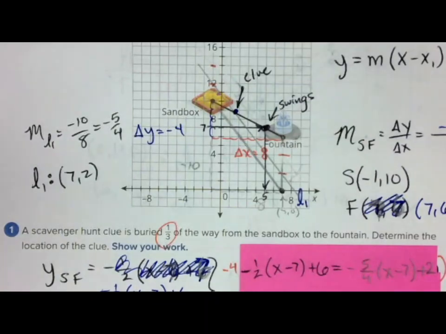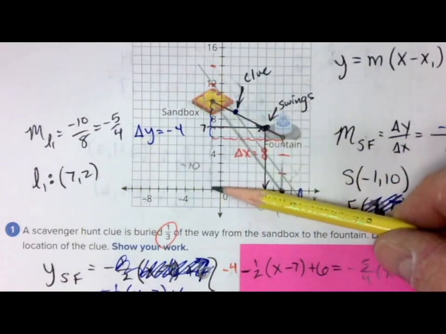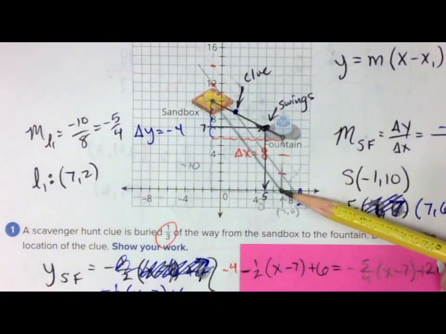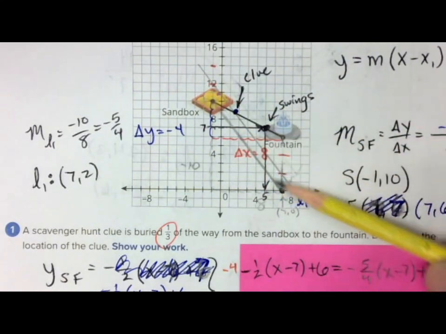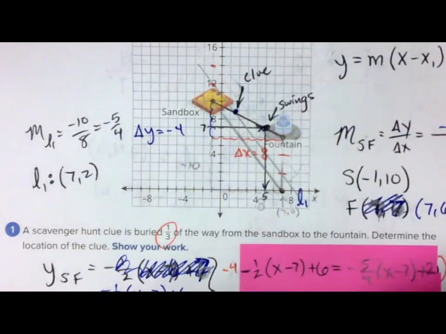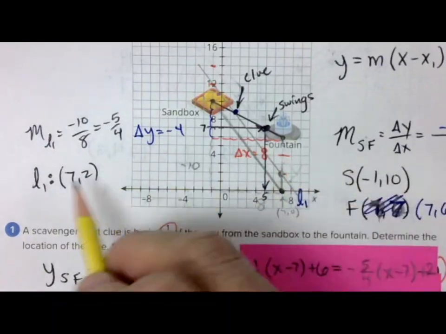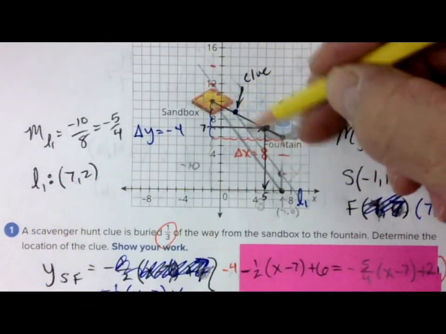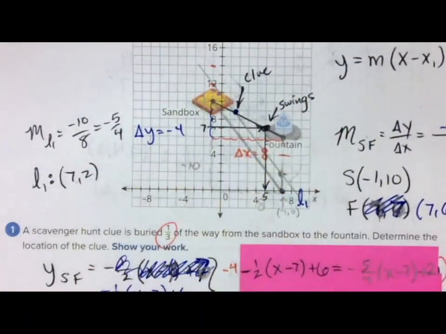So count the slope. The slope of line 1 is going down 10 spaces, so a change in y of 10, and going across 8 spaces. I have 8, yeah, 8, because -1 plus 7 makes 8. So it reduces to a fraction of -5/4. And if I pick this dot right here, this dot is located at 7, 2 on line 1. So there is a line, L1, that crosses the line of the sandbox to the fountain.